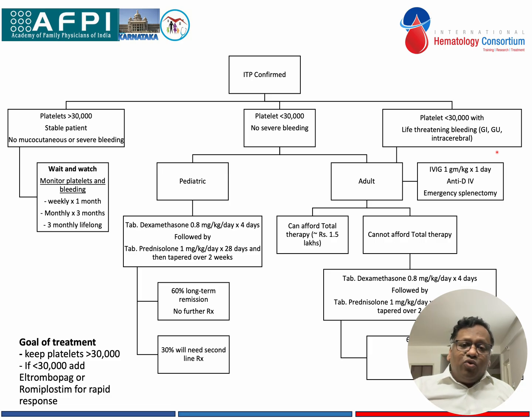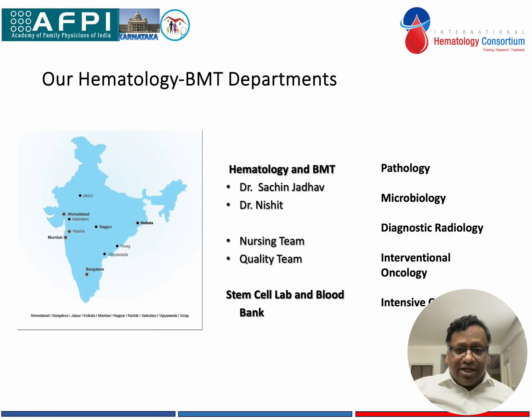Okay. The goal, like I said, in ITP is keep platelets more than 30,000. Don't try to target 1 lakh, 2 lakh, etc. And add Eltrombopag or romiplostim in between for a rapid response until your immunosuppressants start working. So that's it for this talk.